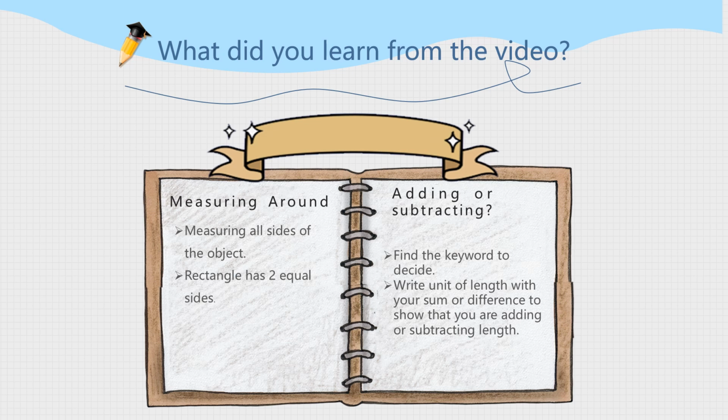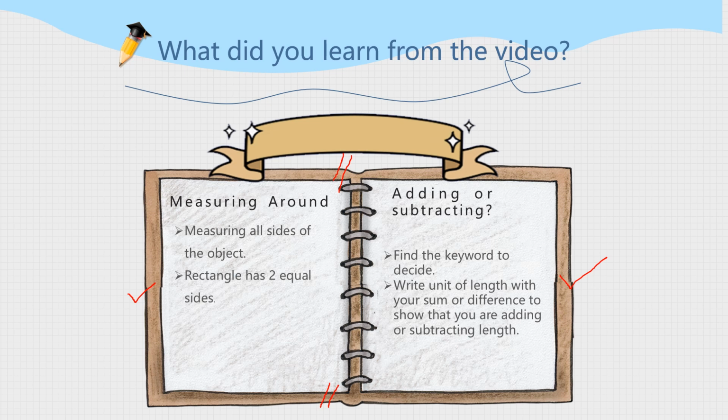And then they tell in the video that the rectangle has two equal sides. What does that mean? Okay, let's take the example of the book you can see on your screen right now. So this is a rectangle, right? So this side and this side of the book are the same. And this side and this side have the same length.